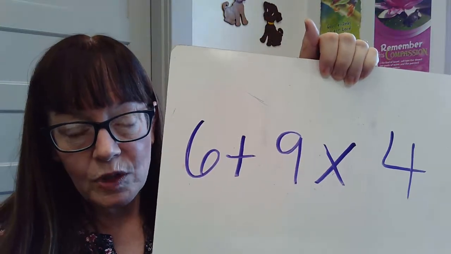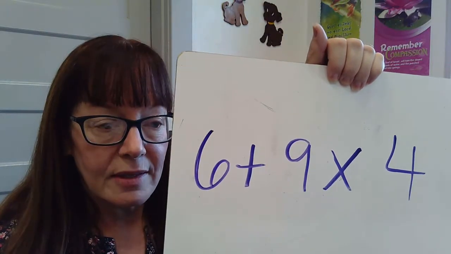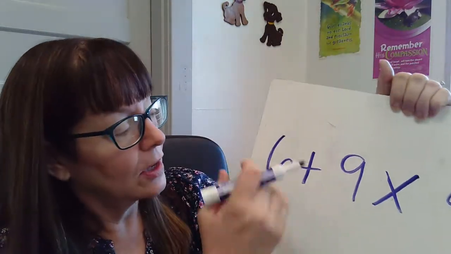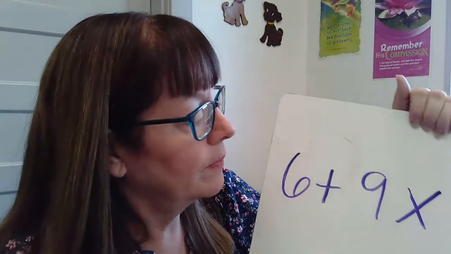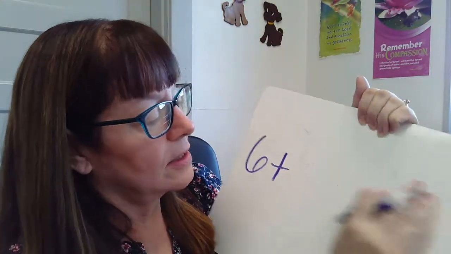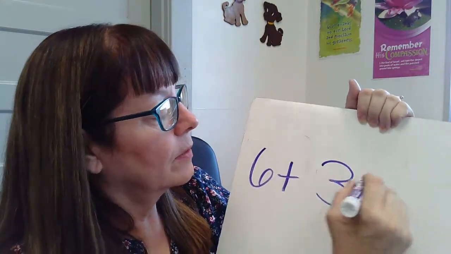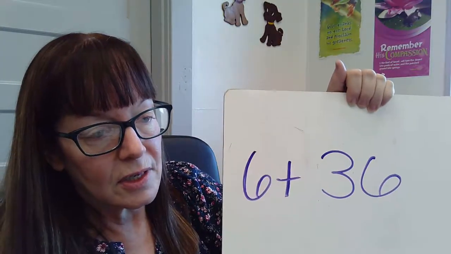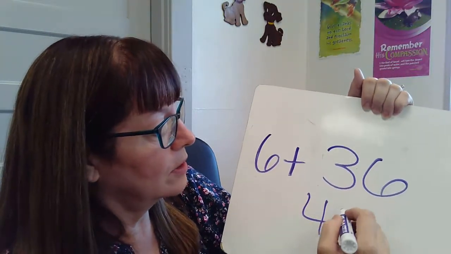Now we have addition and multiplication. What do we do next? Correct, we would multiply first. So 9 times 4 is 36. Notice how I'm using my whiteboard. And then all I have left is addition, and 6 plus 36 is 42. And I'm done. And that's how you do them.